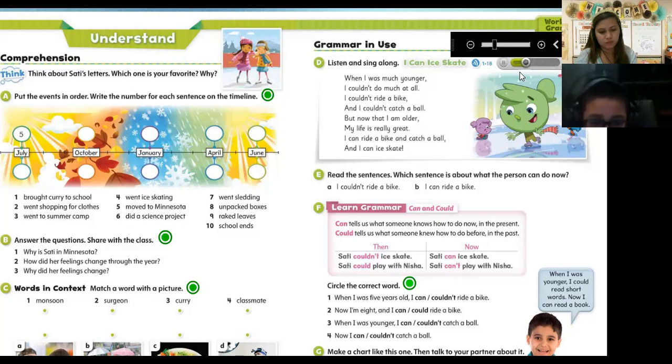When I was much younger, I couldn't do much at all. I couldn't ride a bike, and I couldn't catch a ball. But now that I am older, my life is really great. I can ride a bike and catch a ball, and I can ice skate.